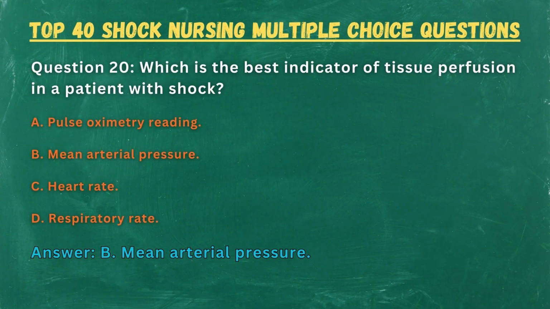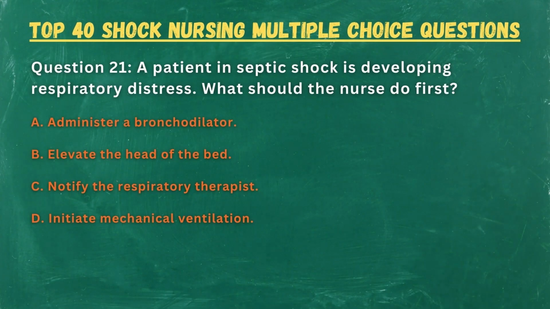Answer: B. Mean arterial pressure. Question 21. A patient in septic shock is developing respiratory distress. What should the nurse do first? A. Administer a bronchodilator. B. Elevate the head of the bed. C. Notify the respiratory therapist. D. Initiate mechanical ventilation.